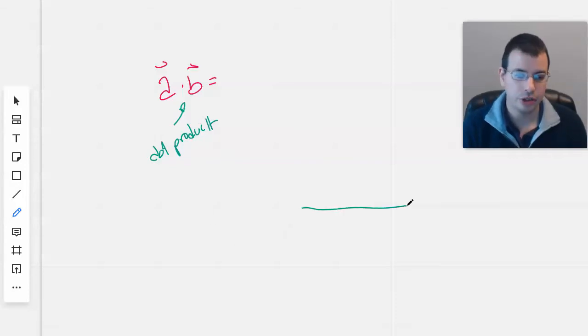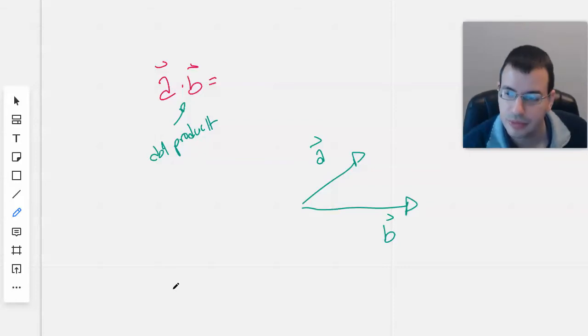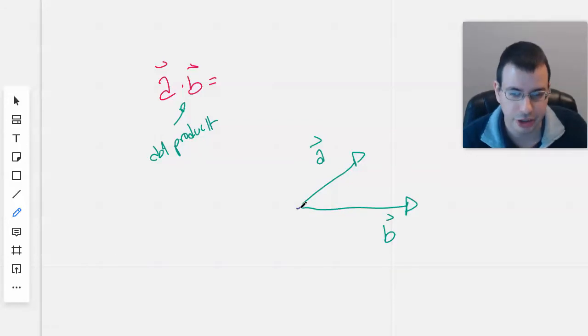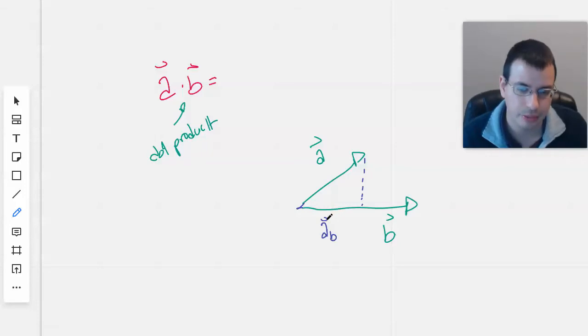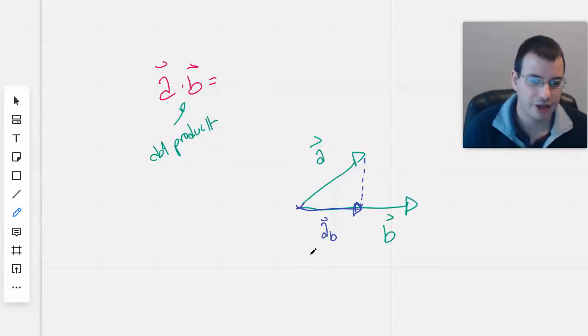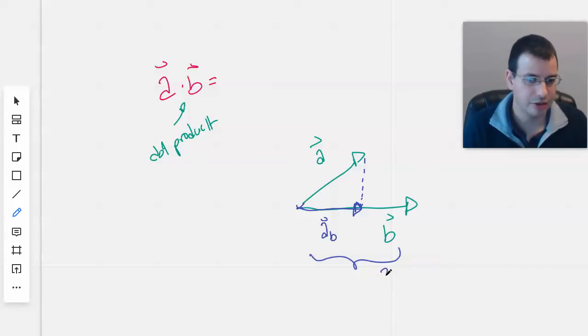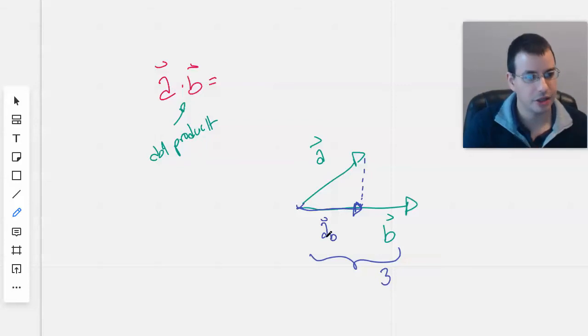Okay. So you have, let's say, vector B, vector A. Then what this represents is the amount of A in the direction of B multiplied by the length of B. So if we start at the same place, I'm going to write vector A and vector B, and this is just going to show the amount of A in the B direction, and then multiplied by the length of B. So if B was a length of 3, then this would be 3 times the length of A in the direction of B.